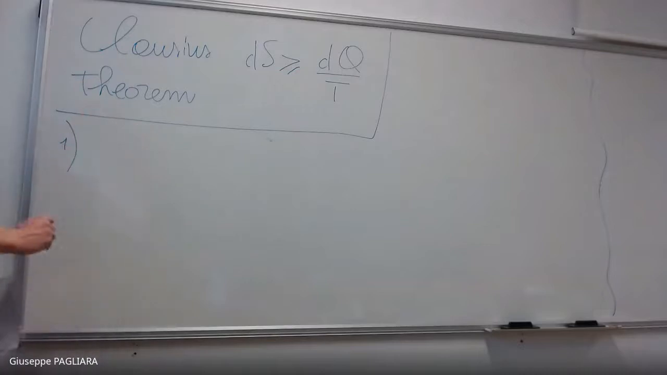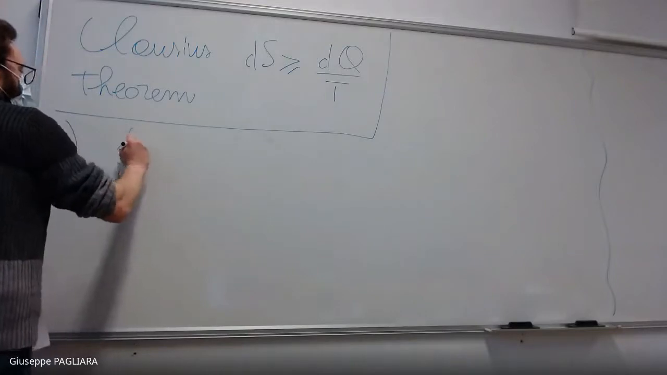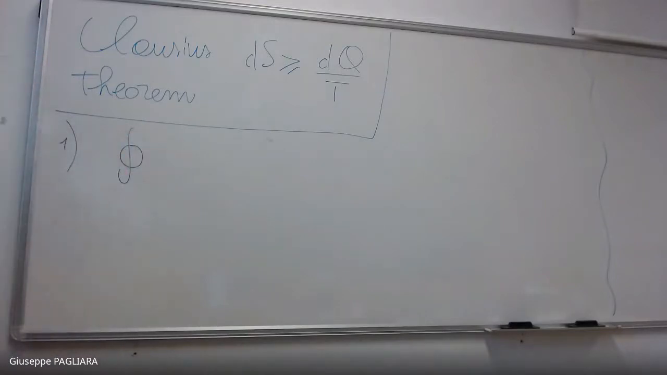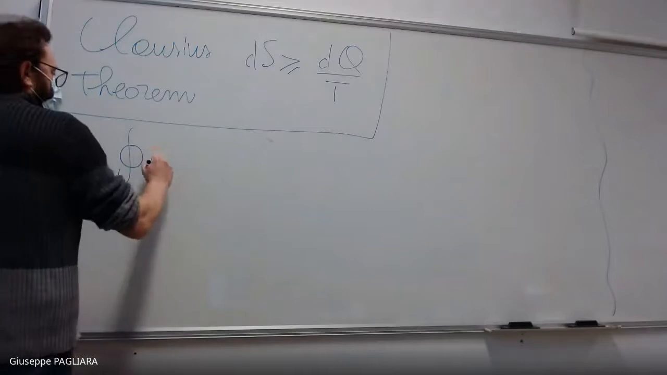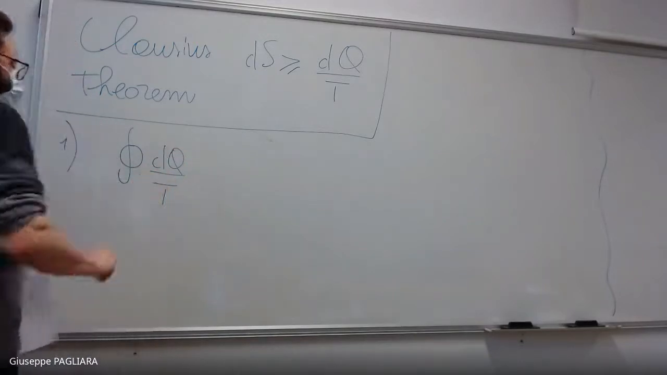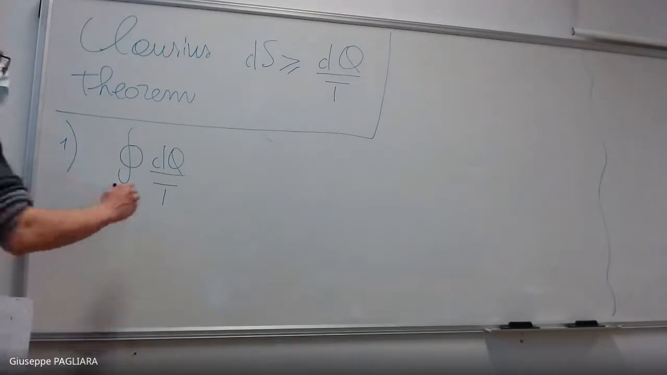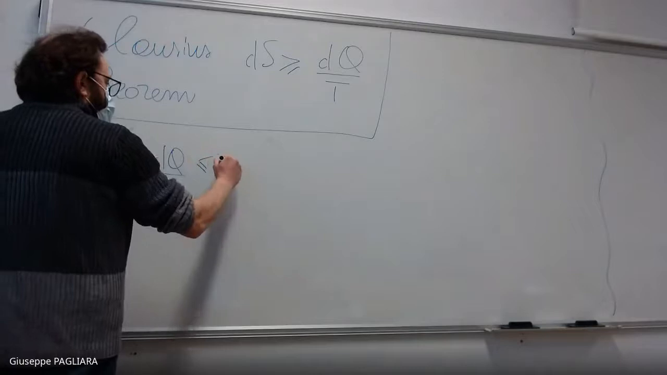So another way to establish the same theorem is that if I do a cyclic transformation, the integral of dq divided by T, along a certain path that I will not fix at this moment, must be less than or equal to 0.